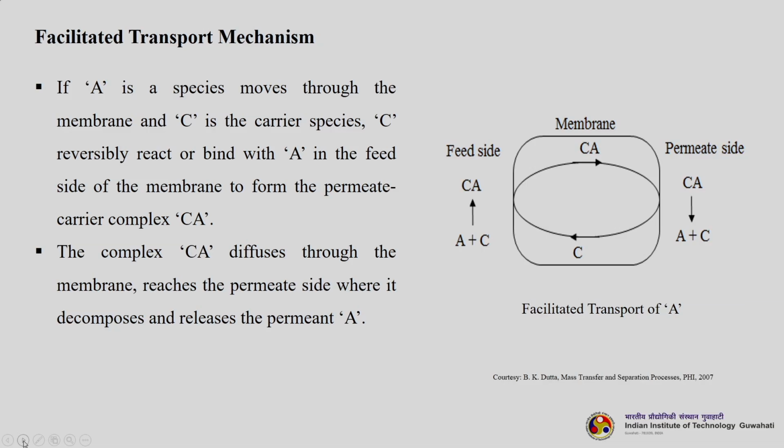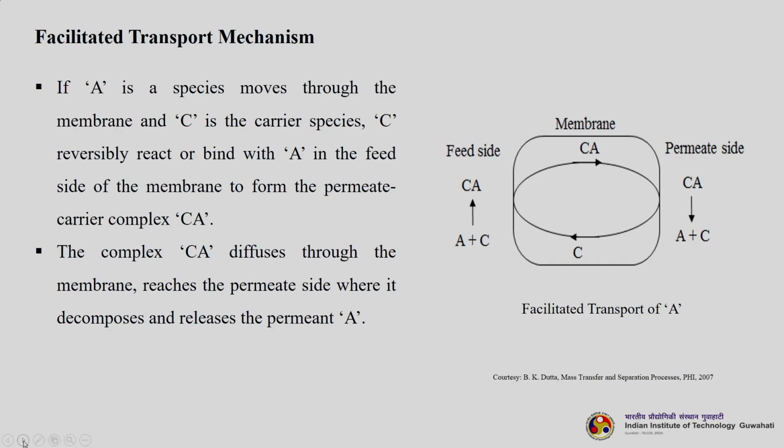Let us understand the mechanism, how facilitated transport actually happens. Let us take an example of a species A which moves through the membrane, and C is the carrier species. A is the solute which you want to remove or transport using the membrane, and C is the carrier. Now, what is happening? C reversibly reacts or binds with A on the feed side of the membrane to form a permeate carrier complex. This is the membrane, and this is the membrane feed interface. Here this reaction is happening: A plus C gives CA, which is an intermediate complex.